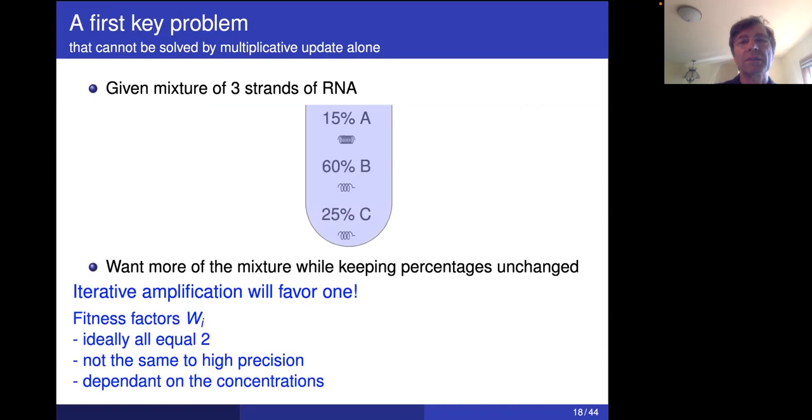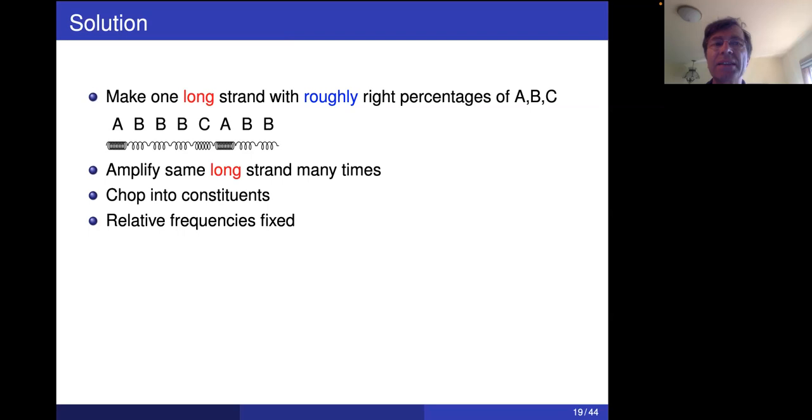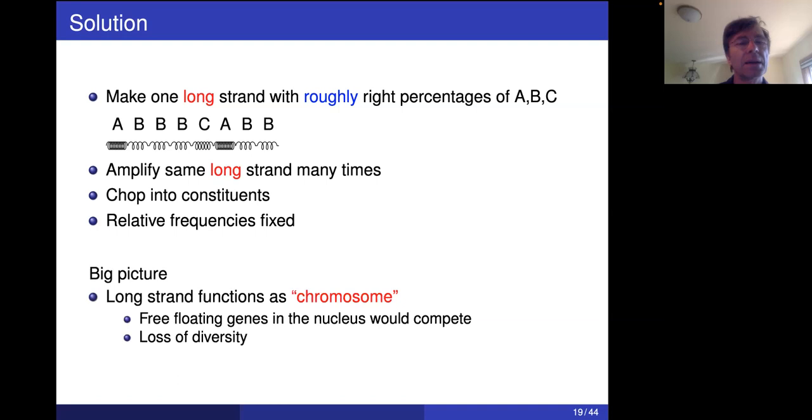Now, the interesting thing is, this is exactly what nature invented when it invented chromosomes. So the long strand, the individual pieces are the genes, and the long strands are the chromosomes. So free-floating genes in the nucleus would compete and there would be loss of variety, but there are mechanisms that assure that the chromosomes are always copied completely when you have meiosis, after meiosis.